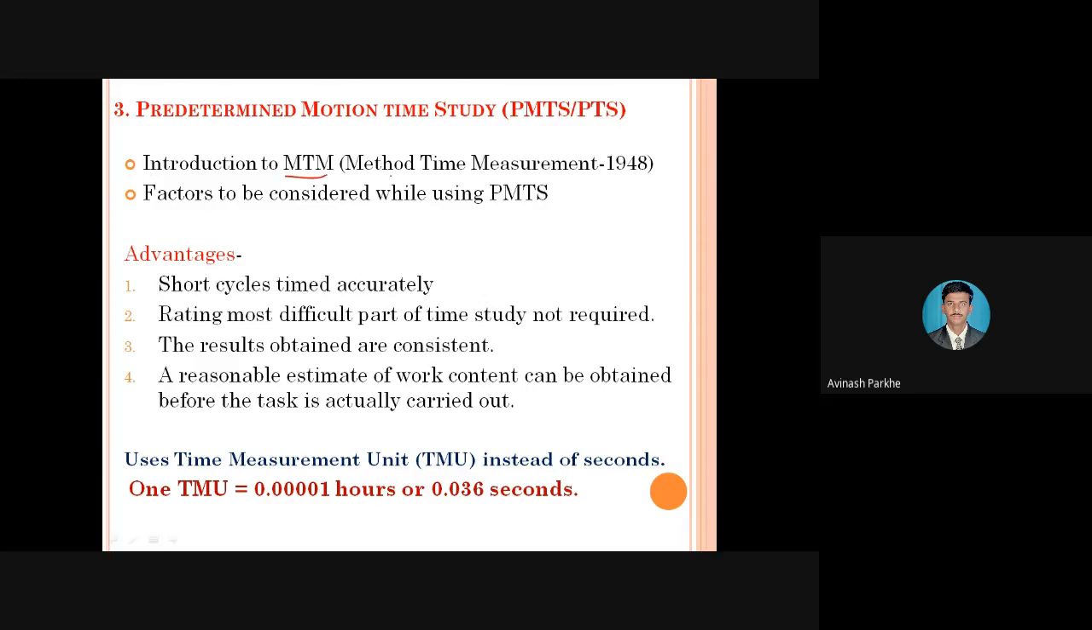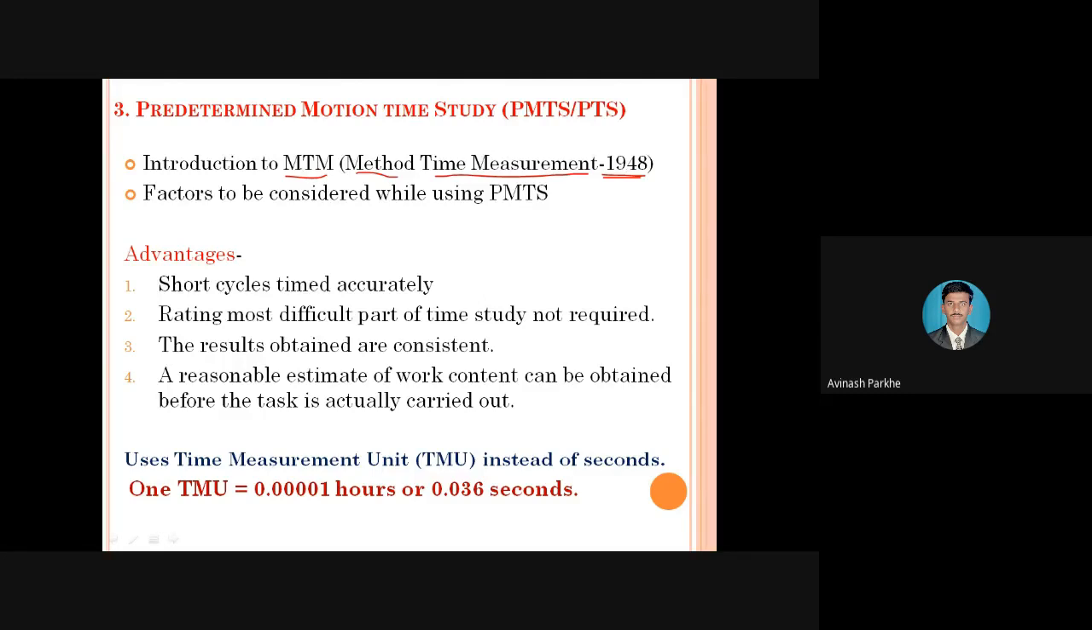So what is meant by MTM? Method time measurement. Method means which method we are using to convert the raw material into the finished goods, and for that particular method, how much time is required, which is called time measurement. Therefore, MTM, method time measurement. This is one of the important concepts which was introduced in 1948, developed for time measurement.